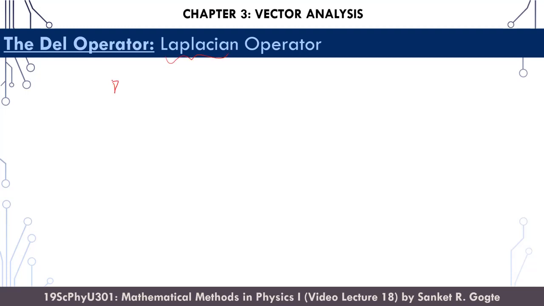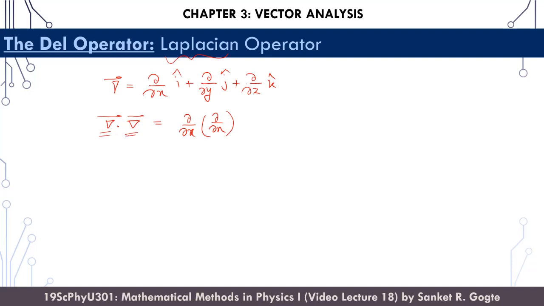We already have written the del operator as follows. It is ∂/∂x i plus ∂/∂y j plus ∂/∂z k. This del is a vector operator, and suppose I take the dot product of the del operator with itself. This is defined as ∂/∂x into ∂/∂x, because these are now vectors and we are taking the dot product. We have to consider a quantity which is similar to multiplication of the x component added to multiplication of the y component. In this case, it is the operation, plus the z component of the operator.